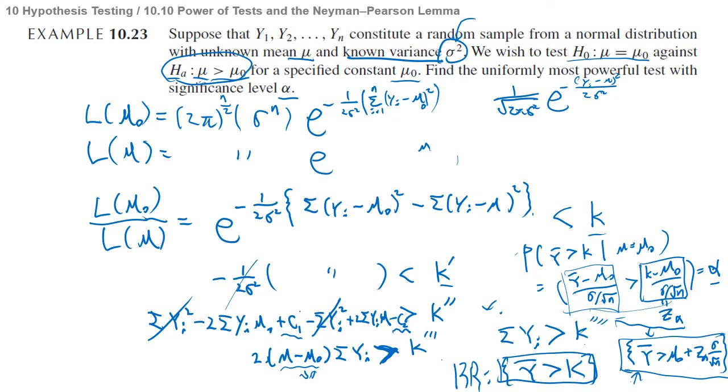So from here, what we know is that the one that we derived in section 10.3 was actually the most powerful test, the uniformly most powerful test. So that's a good test to use when you are doing the hypothesis test. Yeah, that's it.